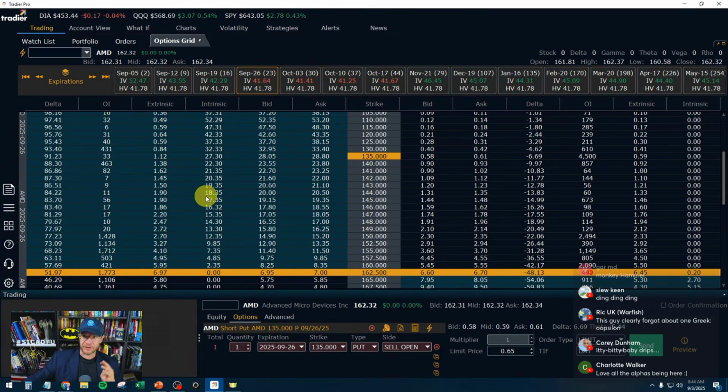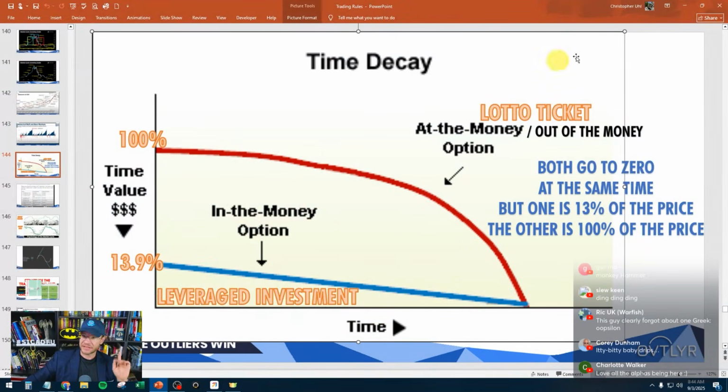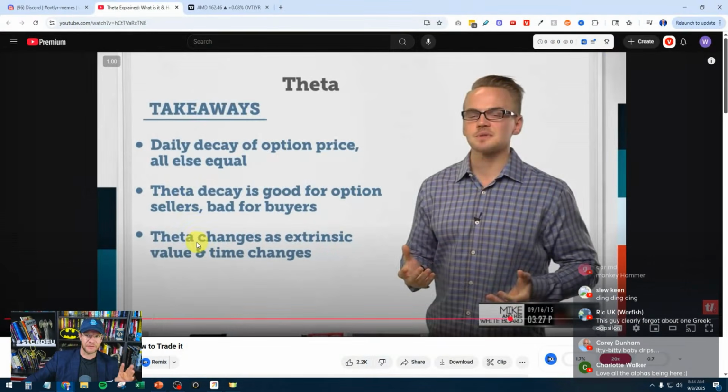Your intrinsic value, the amount that the price of the option grows due to the change in the price of the stock, should overwhelm, significantly, tremendously, how much you're losing on a daily basis in theta decay. All right, that's what we're trying to get after. That's how we are trying to use this as a leveraged investment.